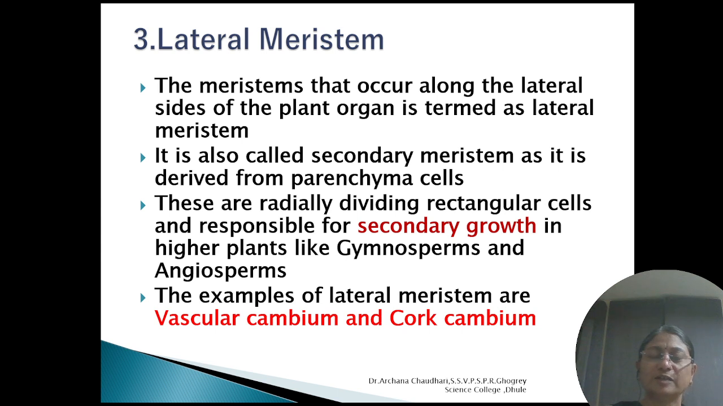So the secondary meristem is secondary in origin and is derived from already differentiated permanent tissue which regains the capacity to divide. These are radially dividing rectangular cells and are responsible for secondary growth in higher plants like gymnosperms and angiosperms. So due to the activity of lateral meristem, the girth, the diameter, the radial growth of the plant is possible. Examples of lateral meristem are vascular cambium and cork cambium.